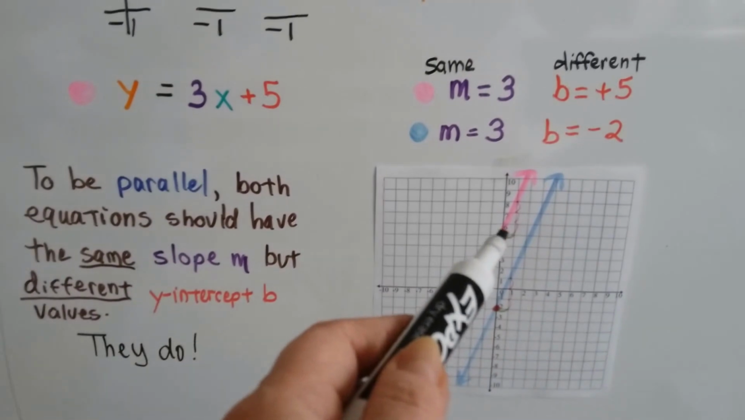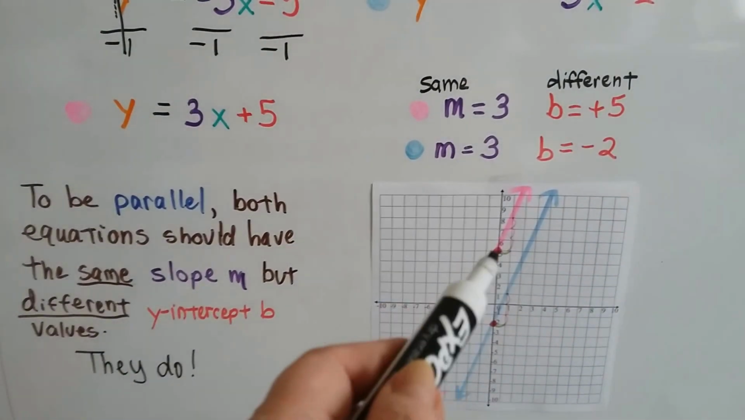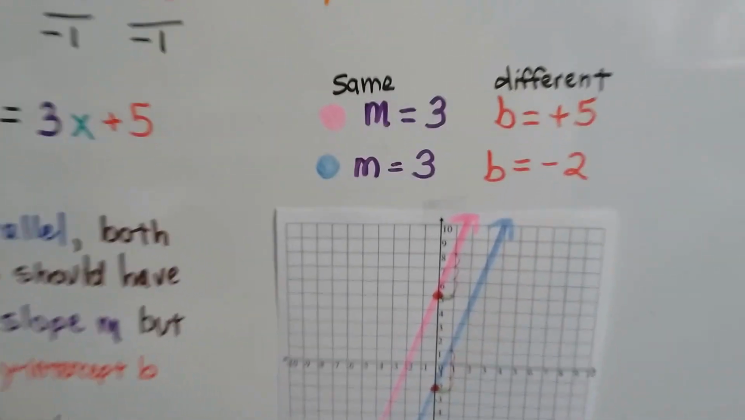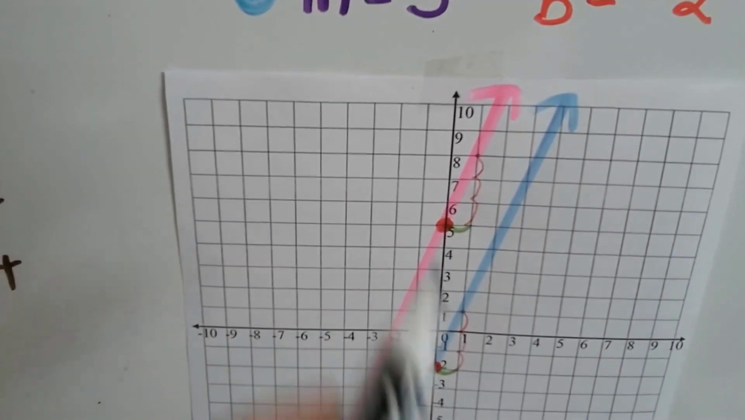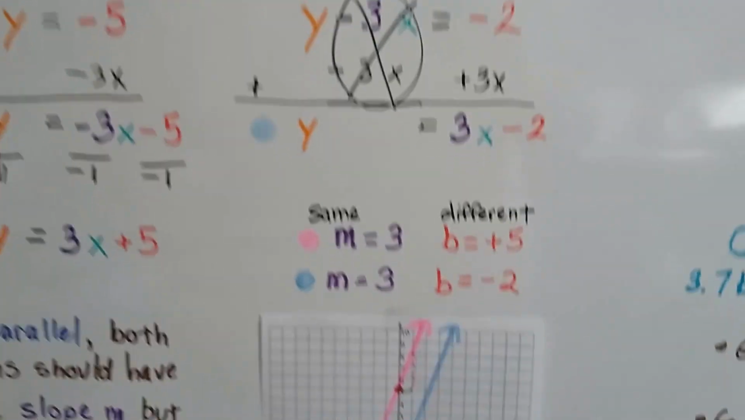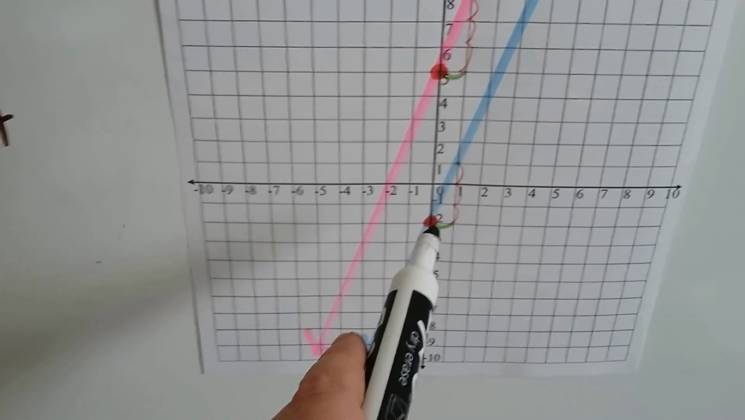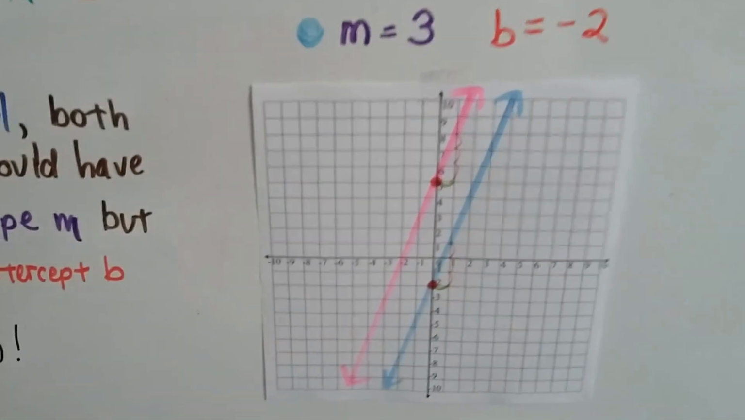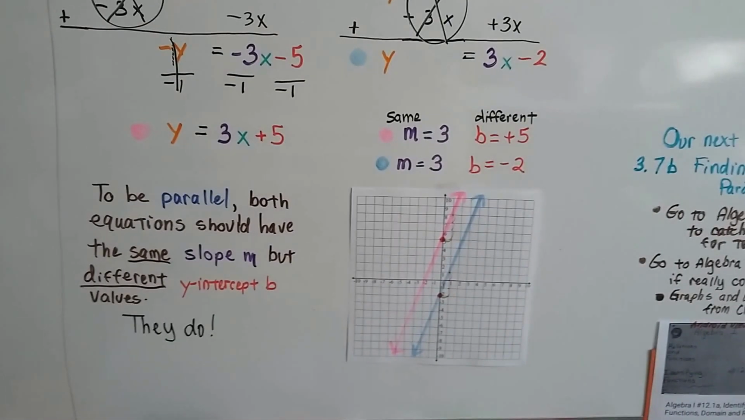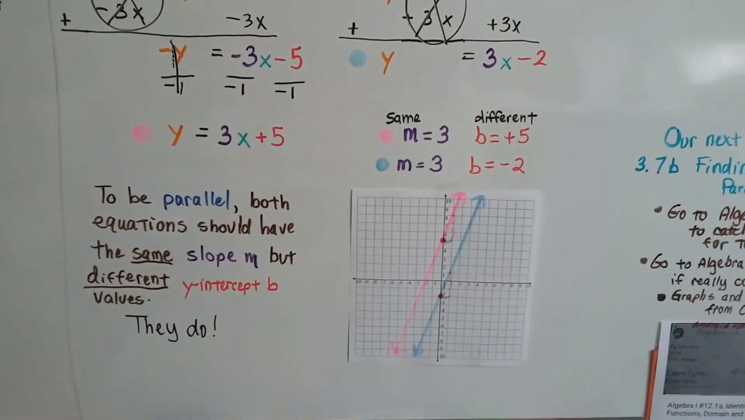This one is going to be a run of 1 and a rise of 3, isn't it? 3 over 1. And it's going to hit the y-intercept at the +5. And look at that, it does. It hits it right at the +5. This one is going to hit the y-intercept at the -2. So that's down here. And it's going to also have a rise over run of 3. And when we graph these two lines, we see they're parallel. They both have the same slope m, but different y-intercept b values. So yeah, these are parallel, okay?